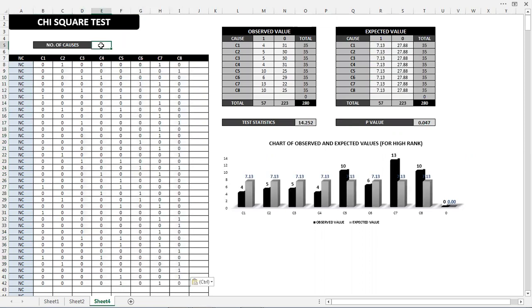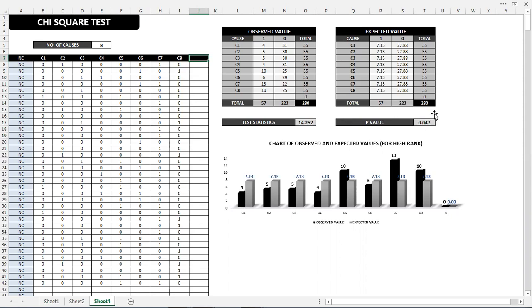So here I'm going to put 8 causes, and since these were blank over there, we never had C9 here. So we are lucky. Had we had this C9 over here, we needed to remove it from this particular title box. Now we pasted the data properly. This is the NCs. We pasted data. Once we pasted data, of course, we added the number of causes, 8, over here.